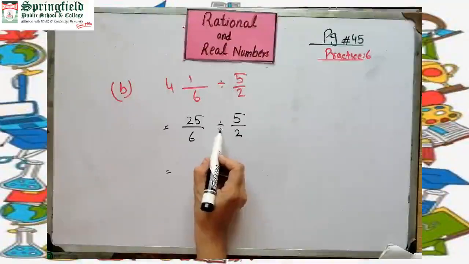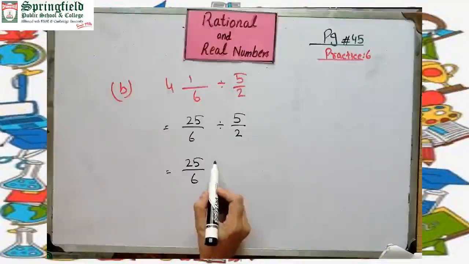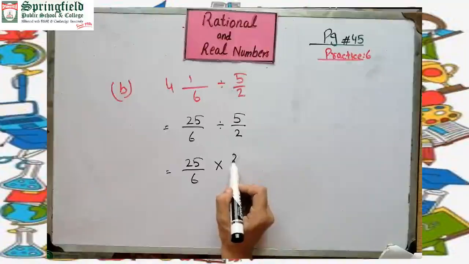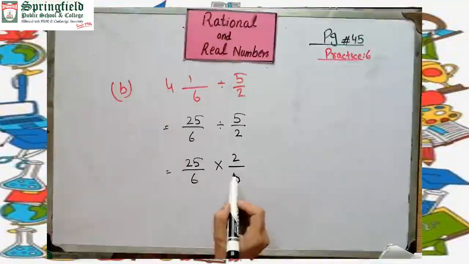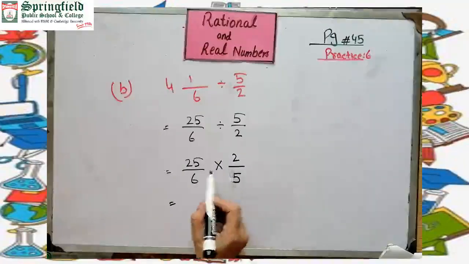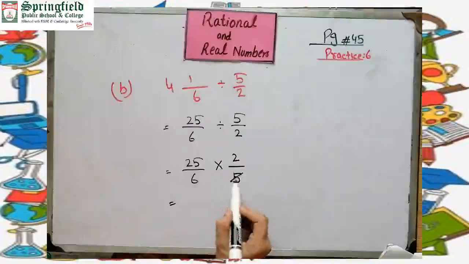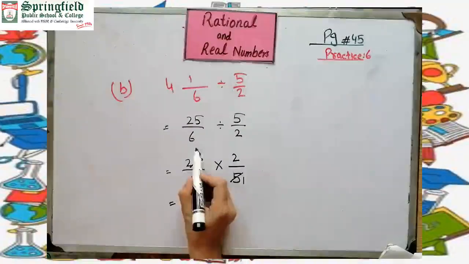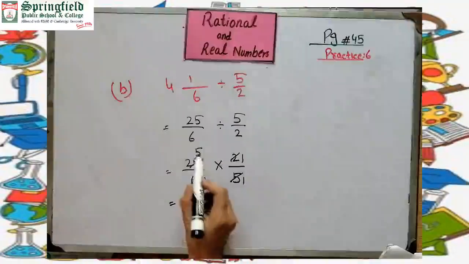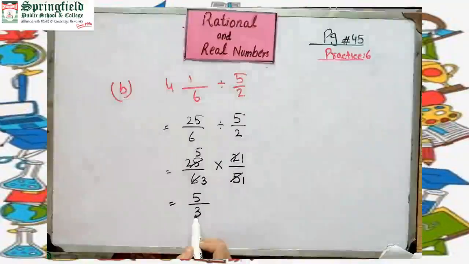Now convert the division sign into multiplication. When division is converted into multiplication, the next value will be inverted, so it will become 2 by 5. Understood? Now there is a multiplication sign between the two numbers, so we can cut. 5 ones are 5, 5 fives are 25. 2 ones are 2, 2 threes are 6. So 5 multiply with 1, 5. 3 multiply with 1, 3.